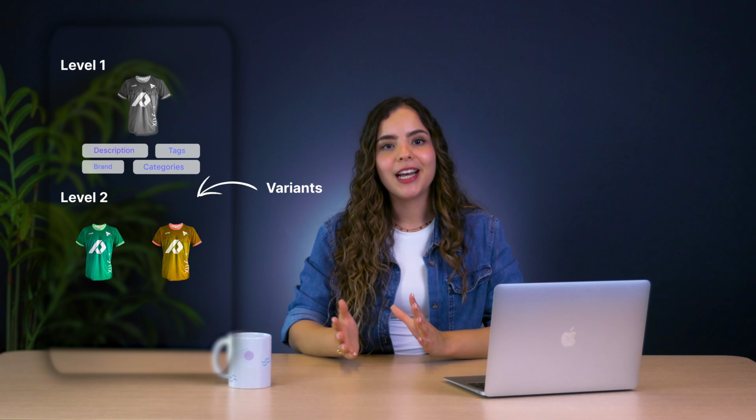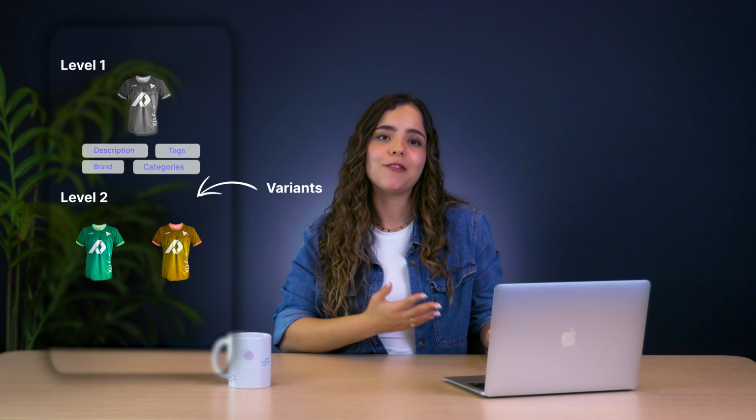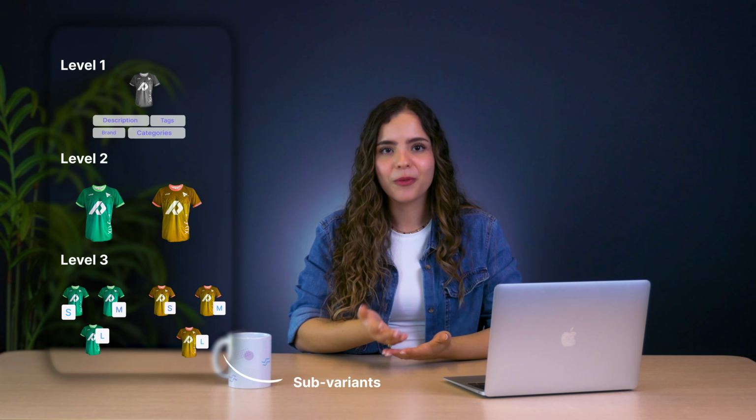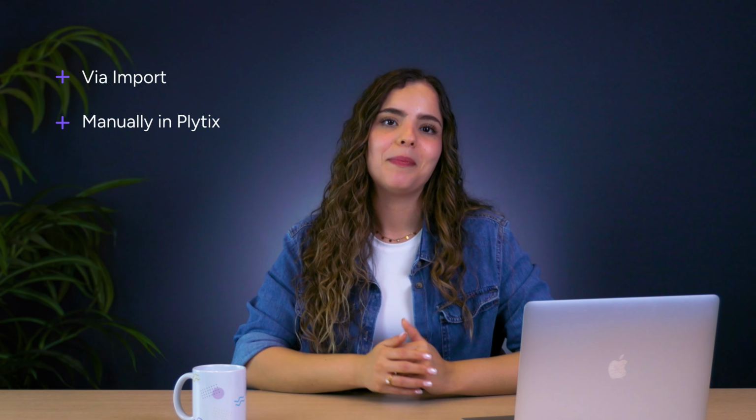Now, depending on your product, you may need an additional level for your different option combinations. For example, each color may come in 3 different sizes. The sizes will then be your sub-variants, or level 3. If you already have your product structure set up, there are 2 easy ways to get everything into Plytix. You can import it using a spreadsheet, which is perfect if you want to add many products all at once, or you can build it manually right inside Plytix. You can also create them using our API, but in this video, we'll focus on the first 2 options. Let's start with the import option.